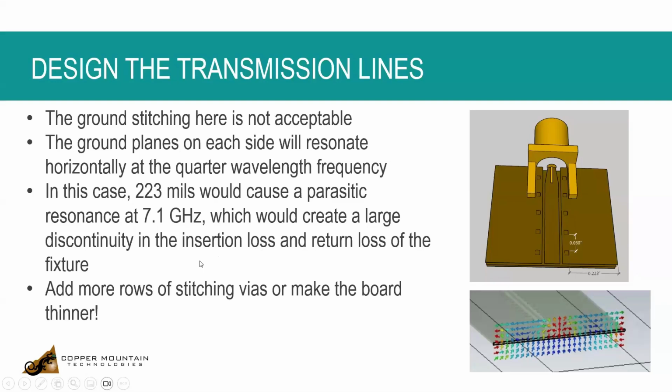So what do you do? Well, you add more rows of stitching vias to the board to cut through that resonant area so that it can't resonate. It'll still resonate at some point, but you'll push it high enough that it doesn't matter. You can also increase the number of vias stitched alongside the transmission line, and that will reduce the amount of coupling to the ground planes itself.